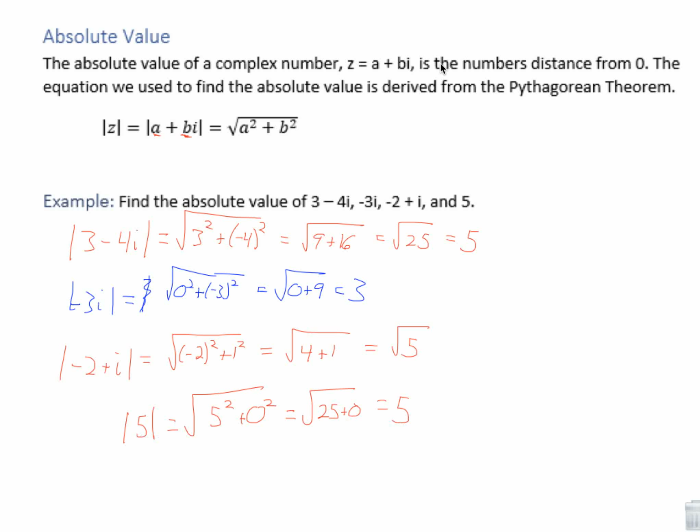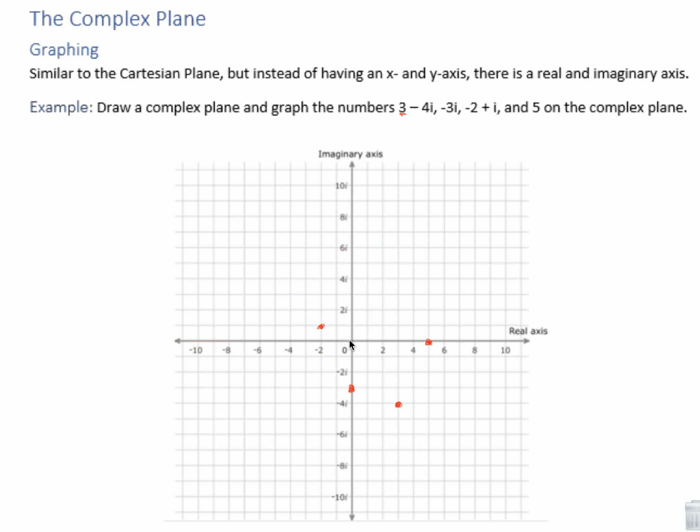Now remember, it's the number's distance from 0, and so 0 here on the complex plane is just the origin right here. So this is 0, because it's 0 plus 0i. And so if we want to think of this distance here, these are the same numbers. So negative 3, or 3 minus 4i, that was down here. If we wanted to find this distance, we could use the Pythagorean Theorem.